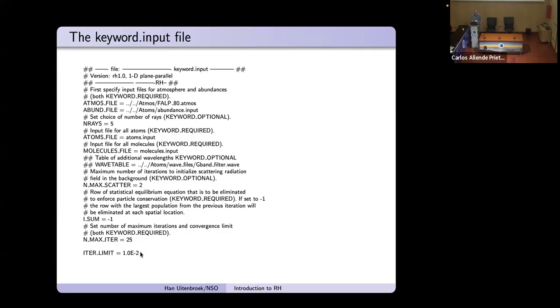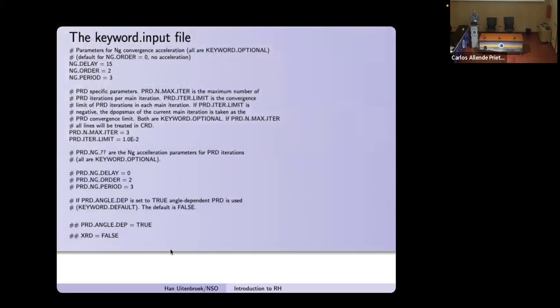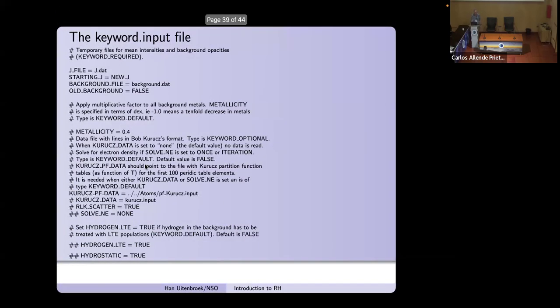You can typically set the iteration limit to 10⁻². This is the minimum amount of delta population number that you require to call a solution converged. Then these are some parameters that you can set for this NG acceleration. You can set the order, how many iterations you want to do, and how many iterations you have to wait before you turn on the process. Then there are some parameters for PID. Won't go into that here, it's a bit too much.